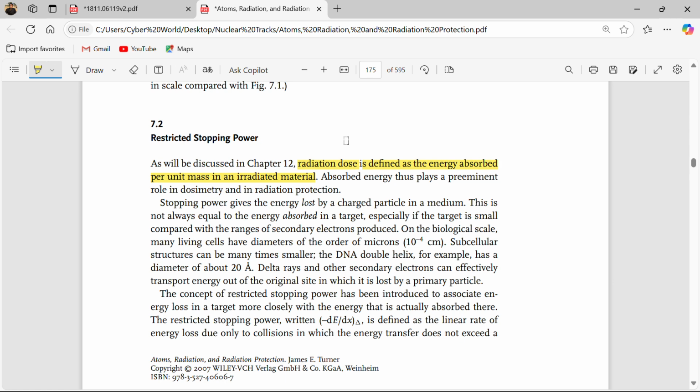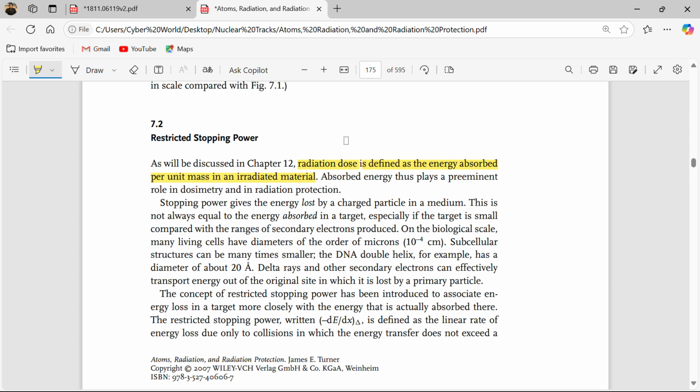As I told you, the stopping power basically gives the energy lost per charged particle in the medium. So if there is an energy loss in some medium by any charged particle, there is a stopping power as far as the medium is concerned. This is not always equal to the energy absorbed in the target, especially if the target is small. Understood?